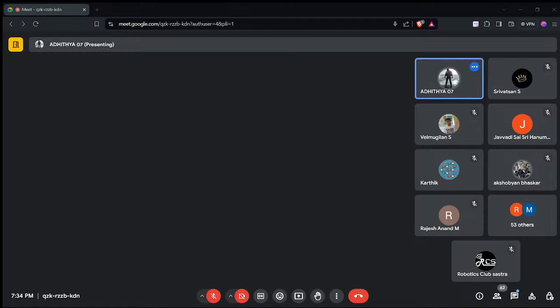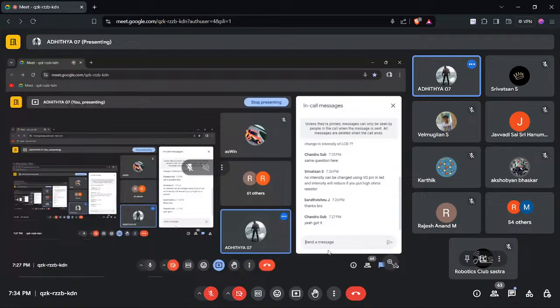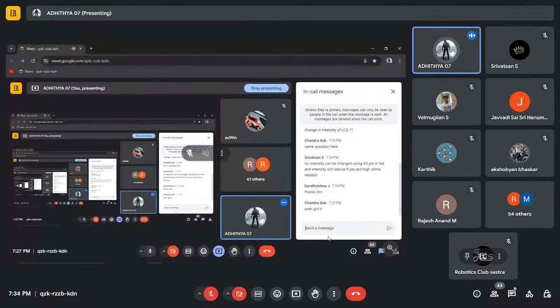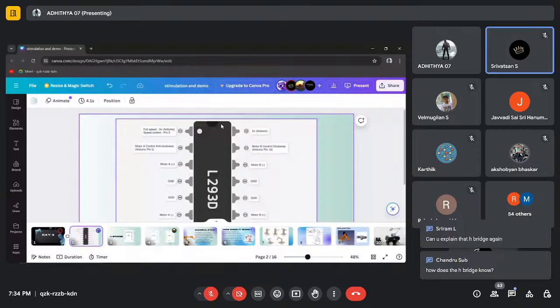Does anyone have doubts? Like a full wave bridge rectifier does. Yes, exactly, that's what it does. If you guys have any doubts so far, please inform me. Then I will go to the circuit and we will move on. Feel free to ask your doubts, guys.